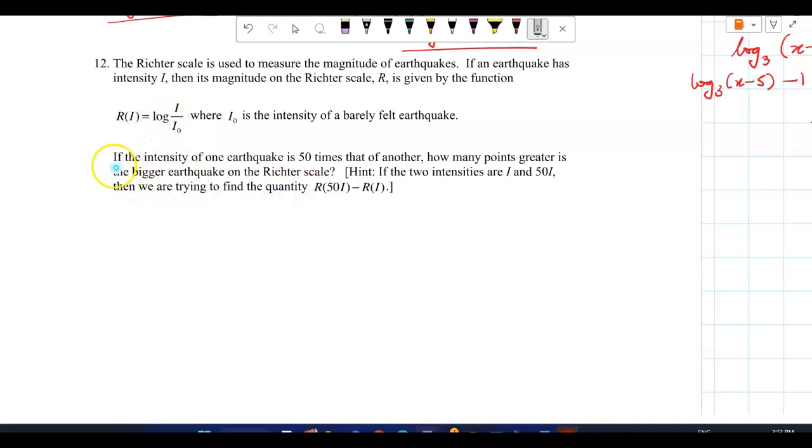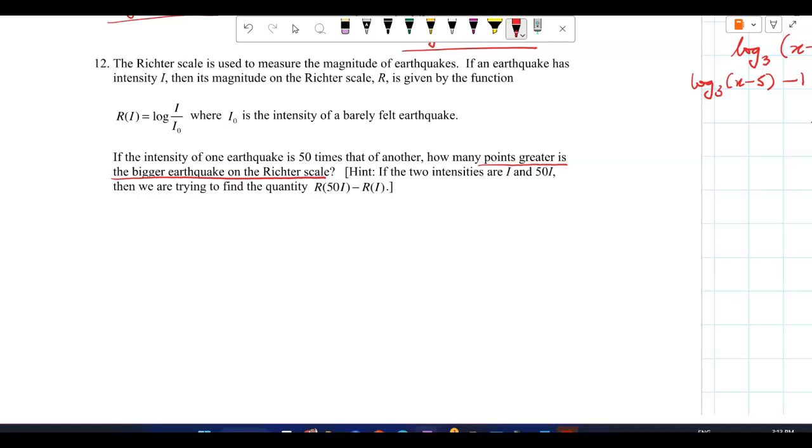If the intensity of one earthquake is 50 times the other, how many points greater is the bigger earthquake on the Richter scale? If the two intensities are I and 50I, they've given you a hint, then try to find the quantity, the difference they want. R of 50I minus R of I. So do that. Let's start. They're saying how many points greater, so you want the difference.